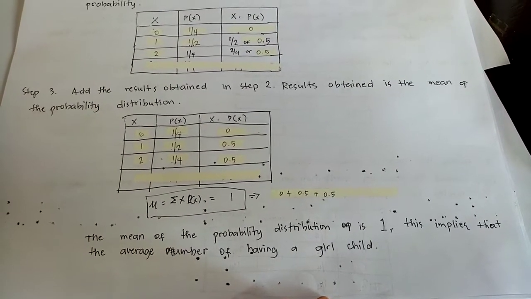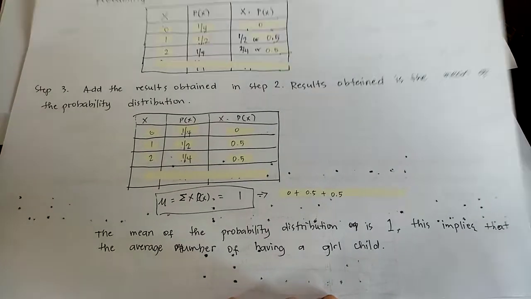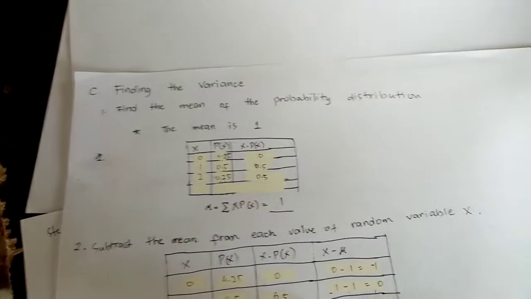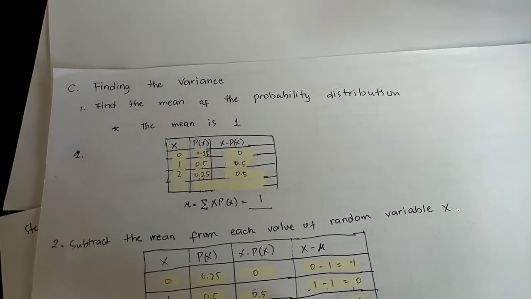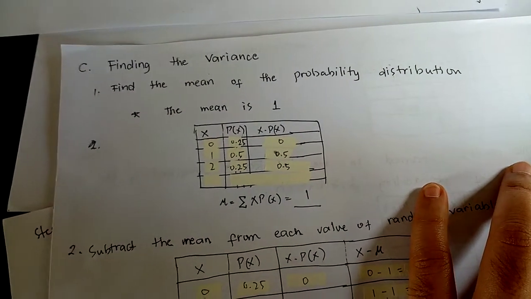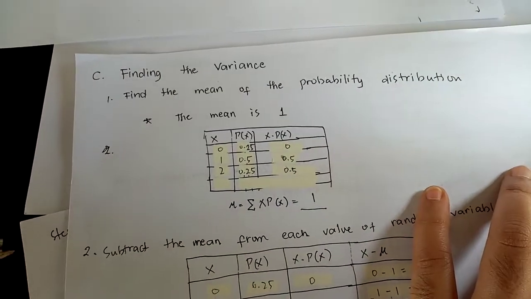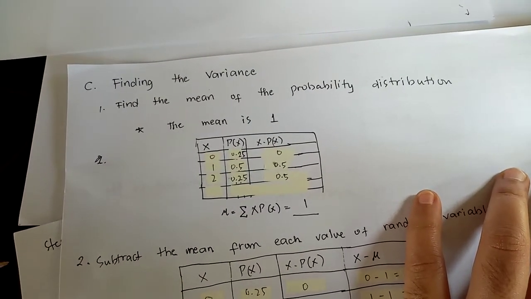This implies that the average number of having a girl child. Natapos na po natin mahanap yung value ng mean. So, the value of mean is 1. So, now, let's discuss the variance. Paano ba hanapin ang variance? So, there is a step.